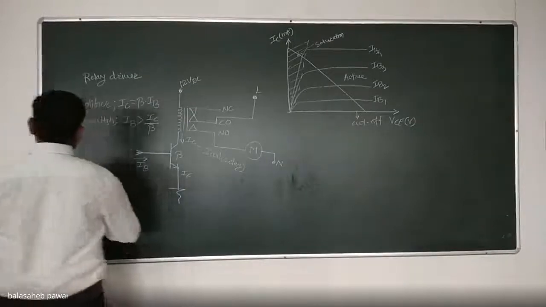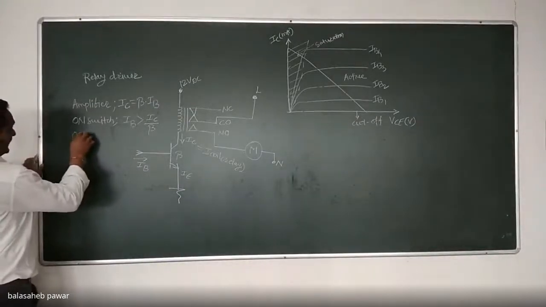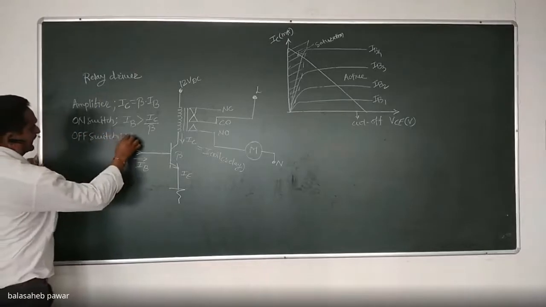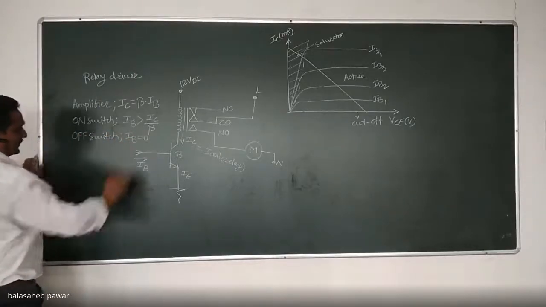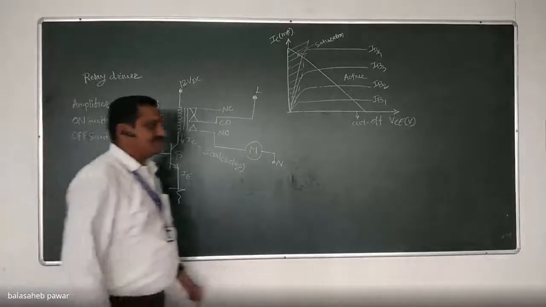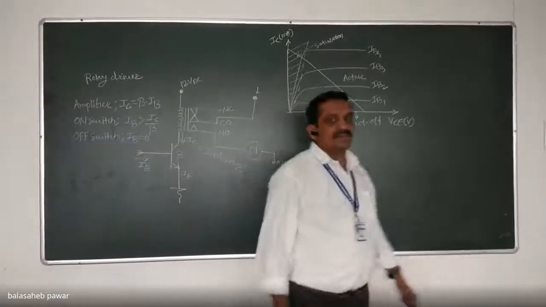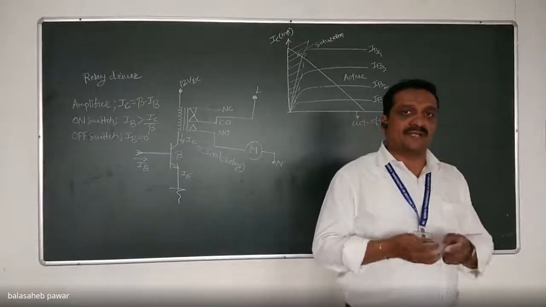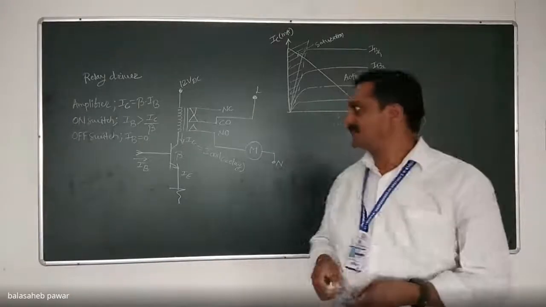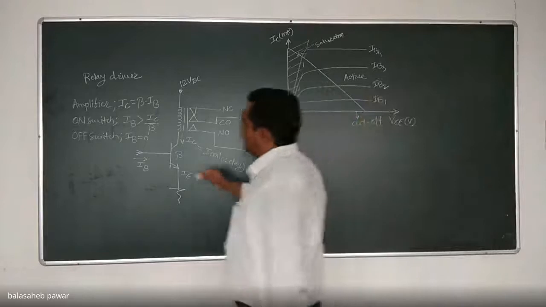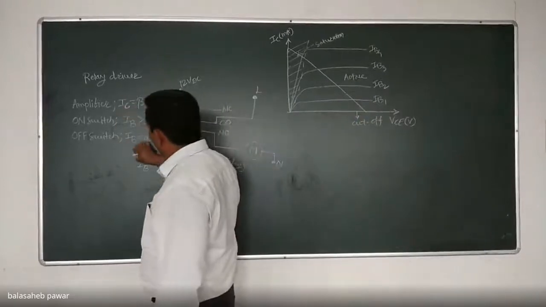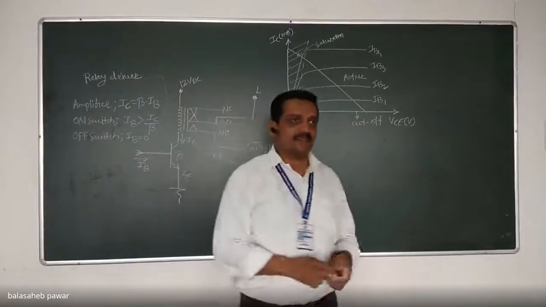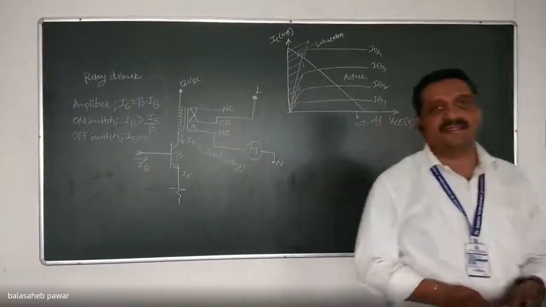And as an off switch, how it will be possible? When that IB is equals to 0, that's all. When IB will be equals to 0, automatically that IC will be 0. IC 0 means that transistor will be going to act as a open path. So these three equations, relations between that various currents for that transistor BJT, it is important that you have to remember. Is it okay?